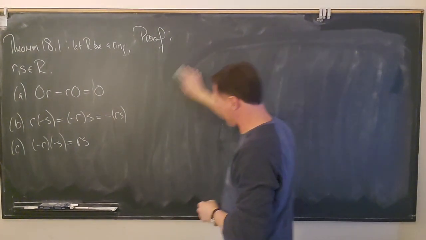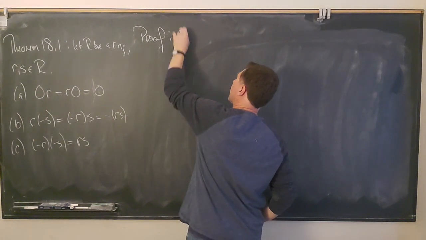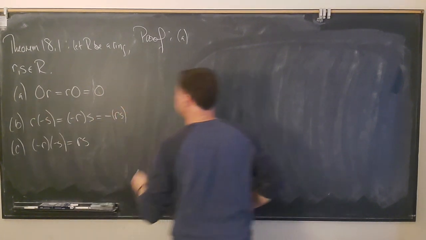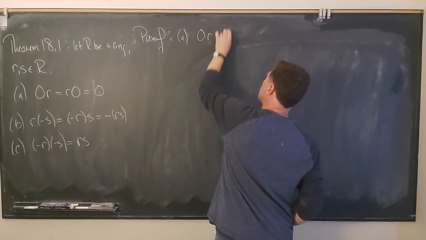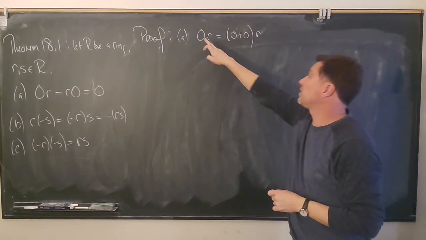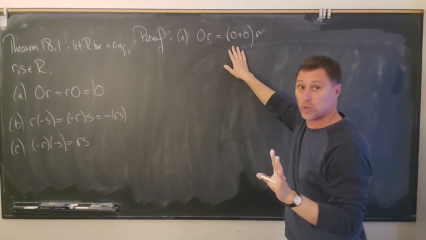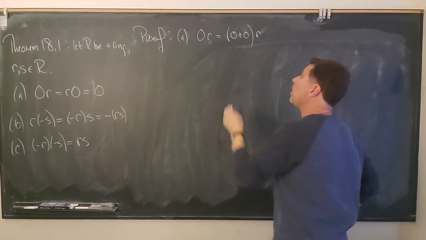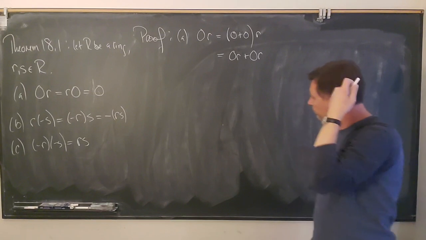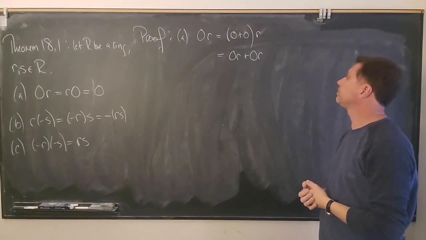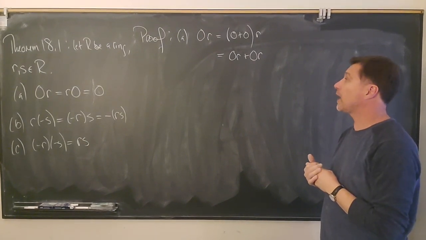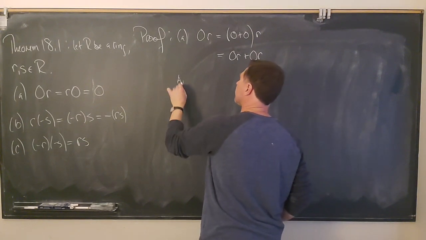The proof of part A goes like this. Let's look at the left-hand side, 0r equals 0. So 0r is equal to (0 plus 0) times r, using the fact that 0 is equal to 0 plus 0. Now I have the distributive property, so this is equal to 0r plus 0r. We're working in an abelian group, since R under plus is an abelian group, and so I have cancellation.